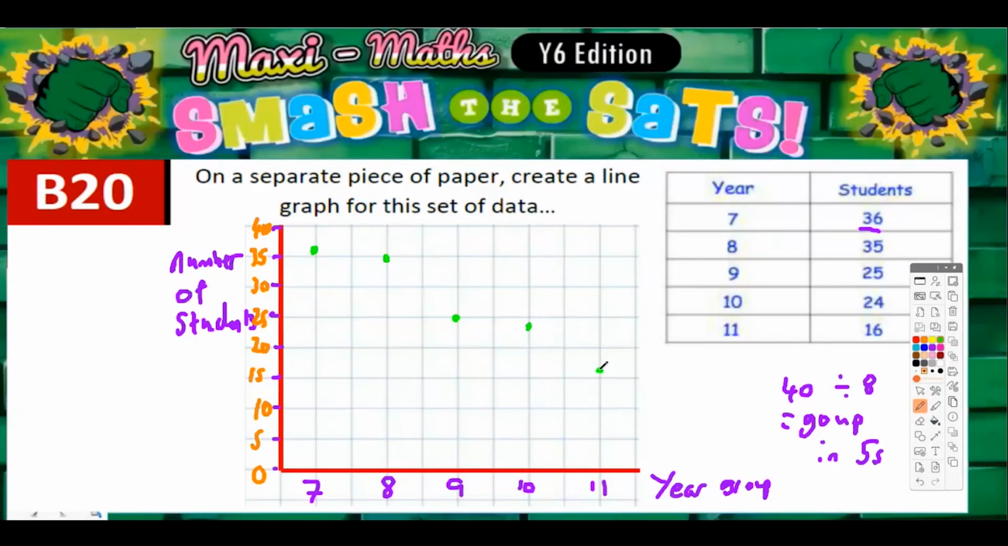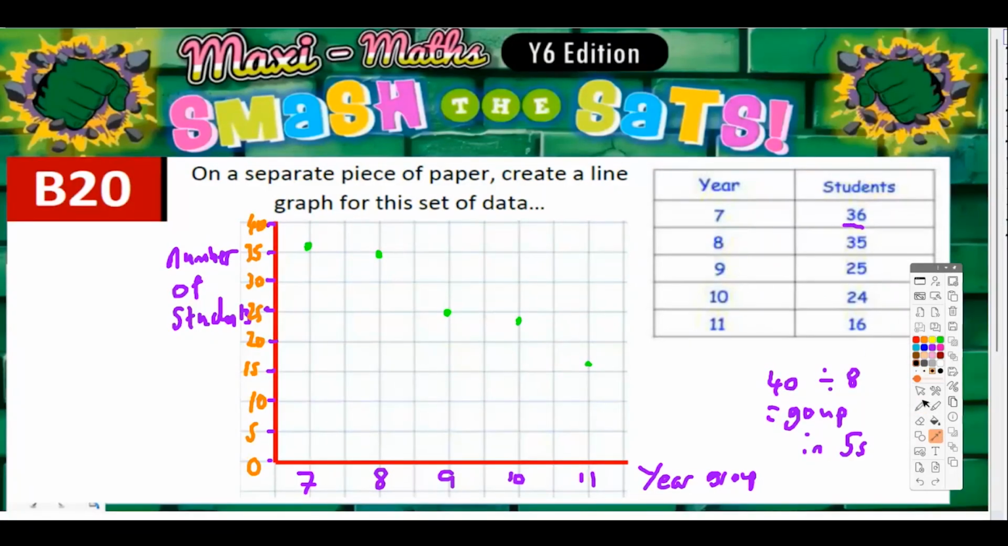It doesn't actually tell you what this data is representing. It could be anything. It could be how many people in each year group are having hot dinners in the school canteen. It could be how many people in each year group have been on detention. It could be anything. We don't actually get told that, but that's not important at the moment. What's important is we know how to draw those lines and plot those points.